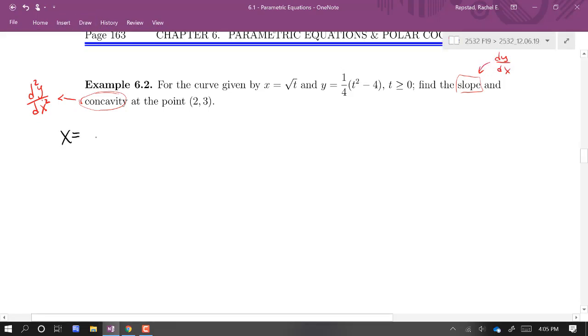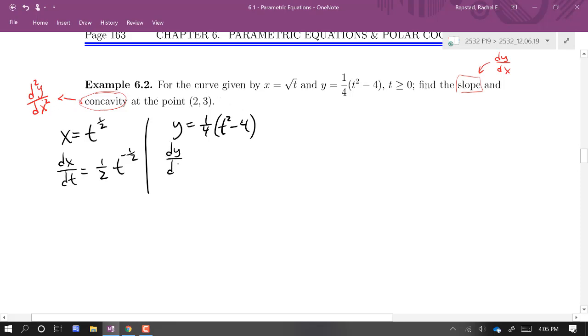So x is the square root of t, or t to the 1/2. dx/dt is 1/2 t to the negative 1/2. Our y function is 1/4 t squared minus 4. So dy/dt is 1/4 times, and then the derivative there is just 2t minus 0, so 2t, and then we get 1/2 t.